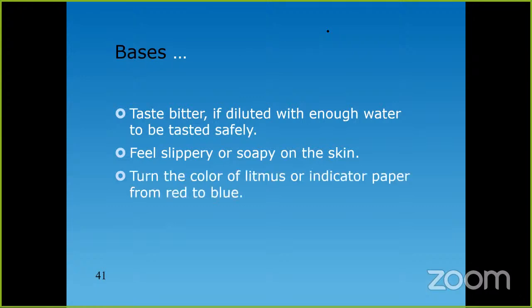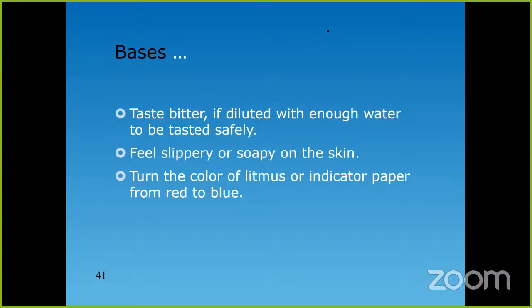And then we talked about litmus again. In the case of bases, the base will basically turn red litmus to blue. So if you want to test a solution to make sure it's basic, you take red litmus paper, dip it into the solution. If it becomes blue, then you know that your solution is basic.